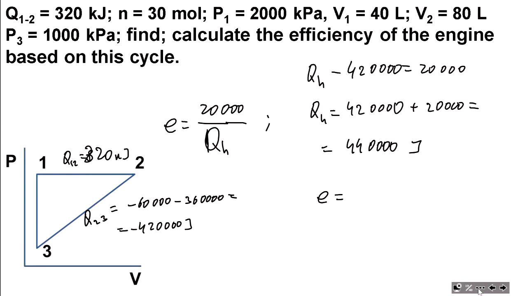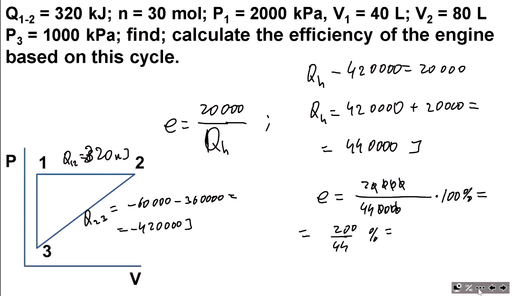And now we can finish calculating efficiency. It will be a very, very inefficient cycle. 20,000 over 440,000. Normally people do multiply by 100%. So that's about 4.5%, which was basically the efficiency of the first steam engines.